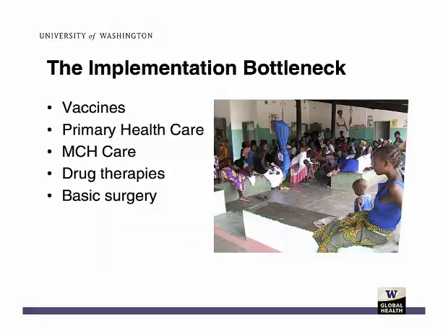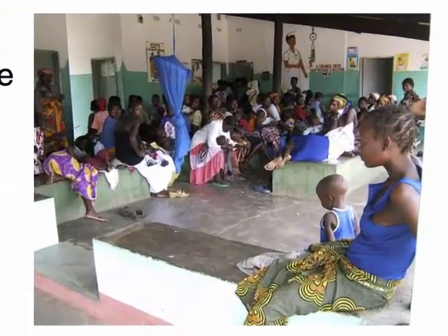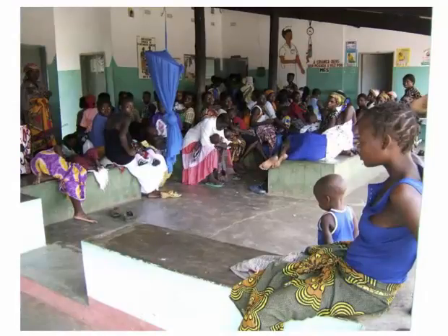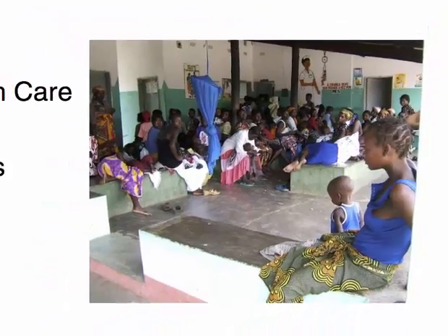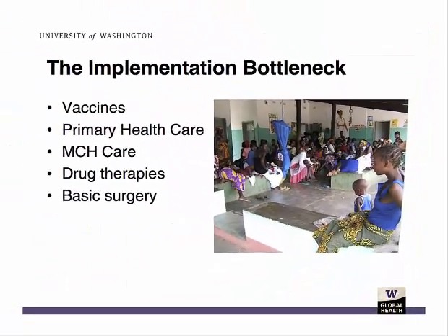Part of the know-do gap is the implementation bottleneck. And what you see here is a picture from central Mozambique of a rural hospital. And in this particular photo, it is a well-child care service. And this is a type of environment where basic services are implemented: vaccines, primary healthcare services, maternal and child health care services, pharmacy or drug therapy services, and in the case of this rural hospital, basic surgery. So this is where the rubber hits the road in terms of the implementation of evidence-based interventions.